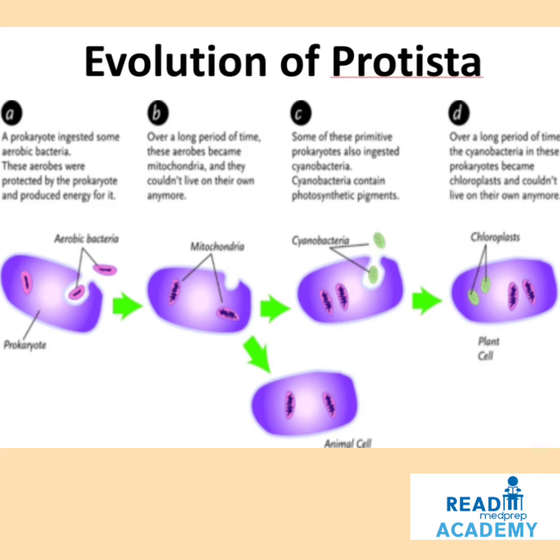which has to depend on others for food. In C, you can see some of these primitive prokaryotes also ingested cyanobacteria. Cyanobacteria contain photosynthetic pigments. In D, you can see that over a long period of time, the cyanobacteria in these prokaryotes became the chloroplasts and couldn't live on their own anymore. And this led to the development of the plant cell, which contained the mitochondria for respiration and the chloroplast for photosynthesis. This is how the Protista evolution occurred.